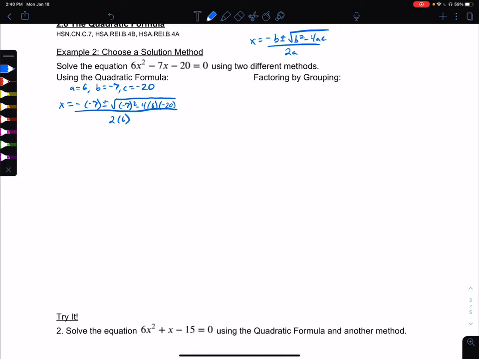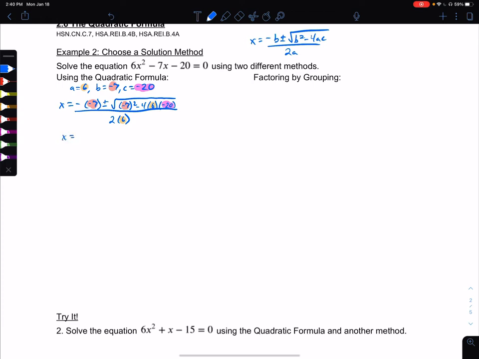So I've plugged in each of my terms here. So I have a, b is negative 7. We just want to check these and make sure that I actually plugged the right numbers in, and negative 20. All right, so we'll continue from there.